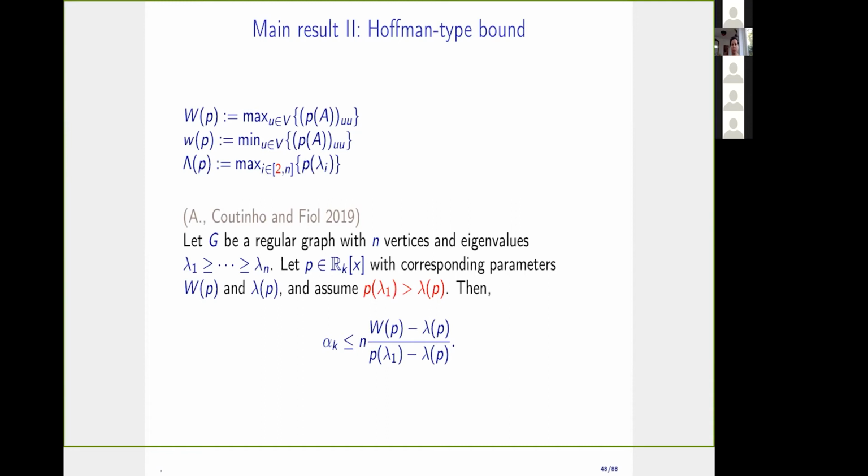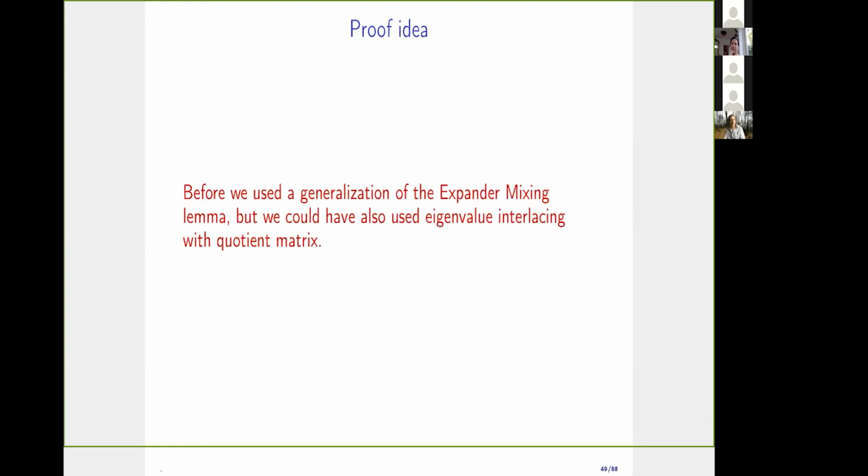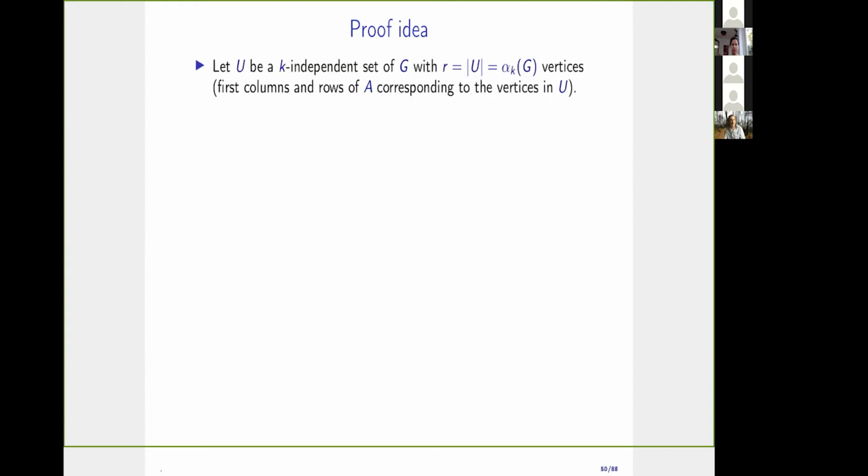This bound can be shown also using quotient matrix interlacing. So for the previous one, we used the expander mixing lemma for A to the power of k, but here actually you would do it using the quotient matrix. It's just easier, quicker, and it gives the same bound, so it's nicer. So this is the remark I add here: before we used the expander mixing lemma, but we could just use quotient matrix interlacing to prove it.